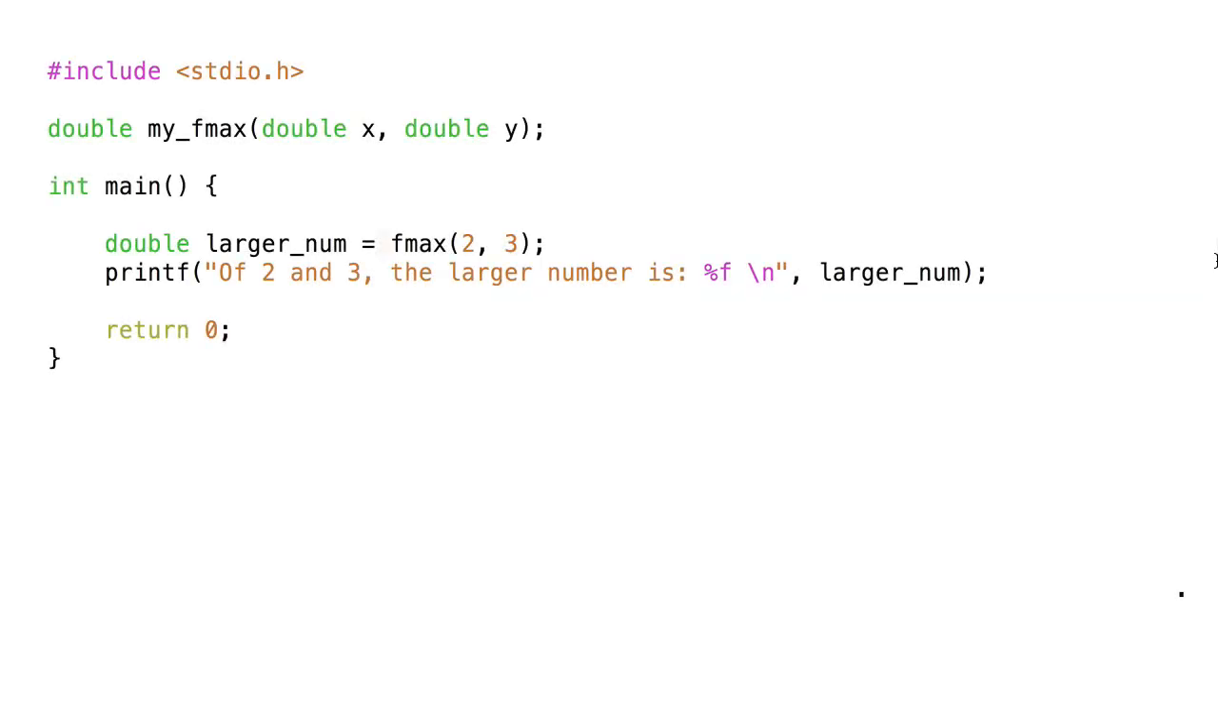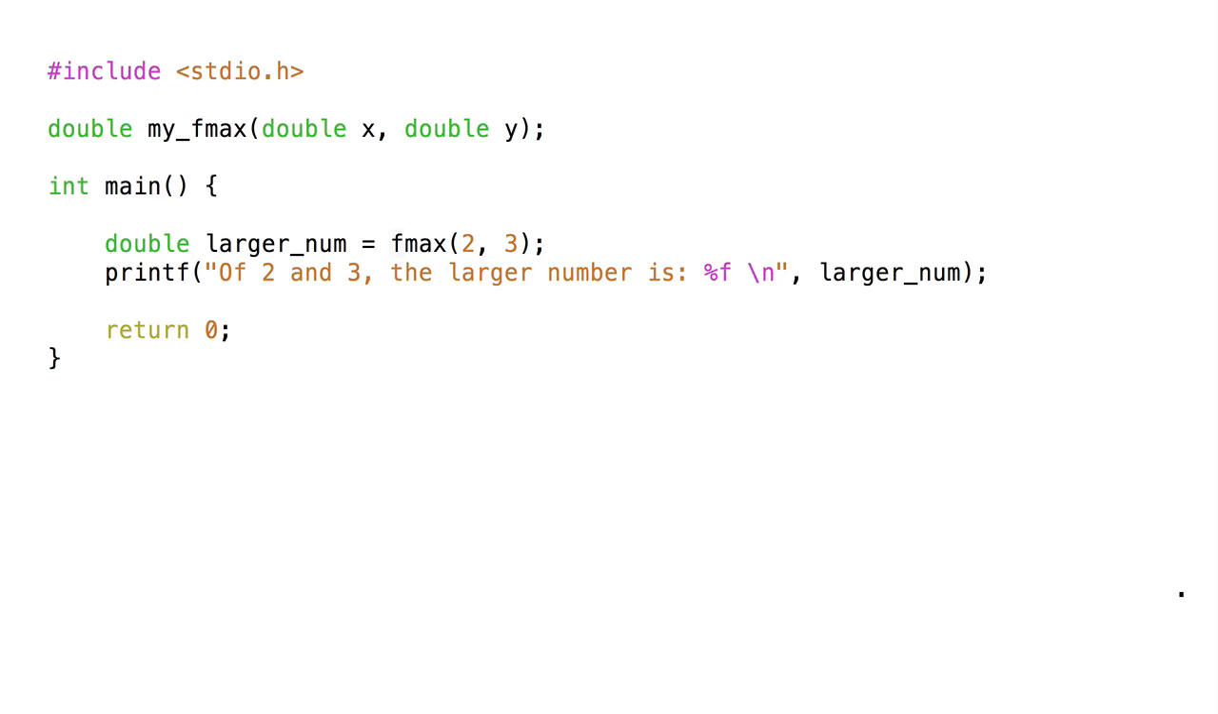So far, we've learned how to call functions that were already defined. We've used fmax from the math library and printf from the standard I/O library. In this video, we'll learn how to define our own functions. We'll start by writing our own implementation of fmax. Here's a shell for our program.